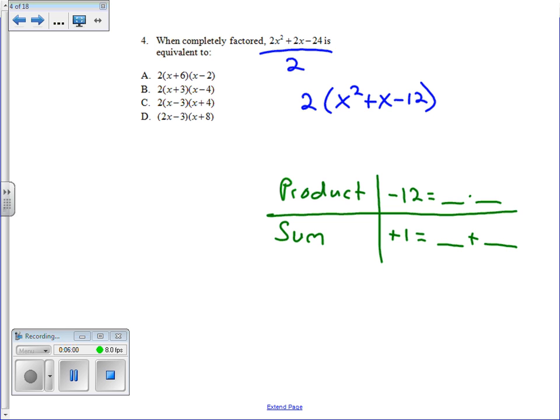Well, the factors of 12: you have 1 and 12, of course, 2 and 6, 3 and 4. The difference of 3 and 4 will give me 1, so it's probably going to be 3 and 4. If I make 4 positive and 3 negative, I get negative 12. But if I add positive 4 and negative 3, I will get positive 1. So this is going to become x minus 3 and x plus 4 times 2.